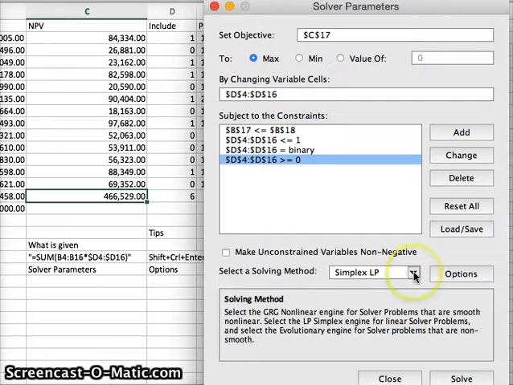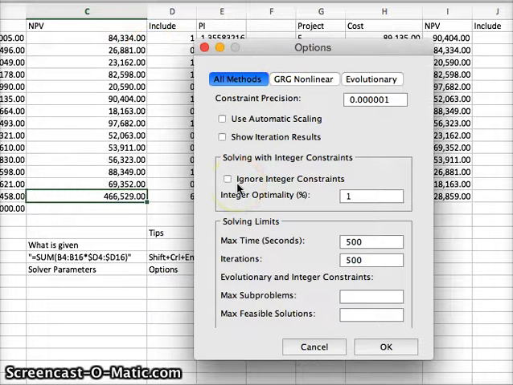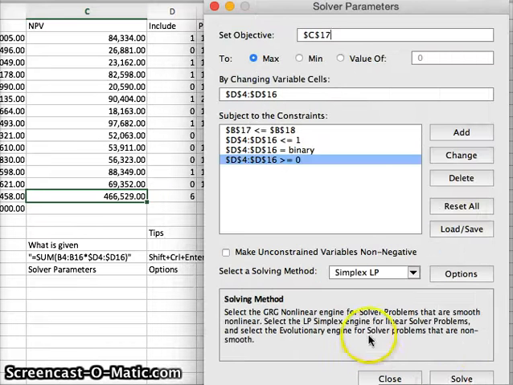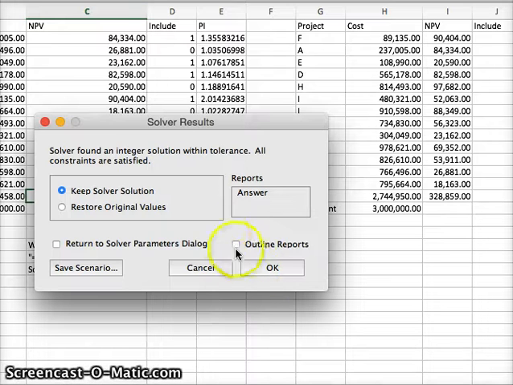However, here there is a tip: you have to choose LP, that is linear programming. And when you choose the options, there is an option called ignore integer constraints. If you choose ignore integer constraints, the value could be a fraction. A fraction means you can invest in a project, but only in part of it. But this example does not allow you to invest in part of a project. So please make sure you didn't choose ignore integer constraints. And then if you click OK and click solve, it will give you the result in here.